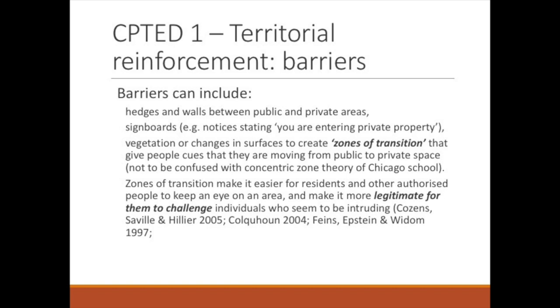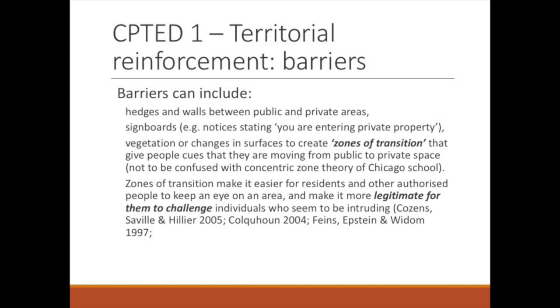So more specifically, with territorial reinforcement and barriers, some of the things that barriers can include are things like hedges and walls between public and private areas, signs, signposting. You might have seen a notice saying something like you're entering private property. Even vegetation or changes in a surface, like changing tiles or brickwork on the ground. These things can be used to create so-called zones of transition that give people cues that they are transitioning from a public to a private space.